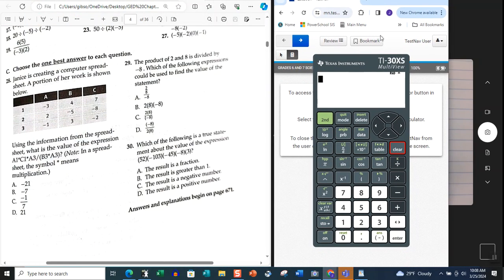So we go through, we have parentheses 52, and then negative 103, and then negative 45, negative 8, and then 3. And it gives us a negative number. So that was our answer. 30 was C. And now we're done with the second part of lesson 1 from chapter 5.